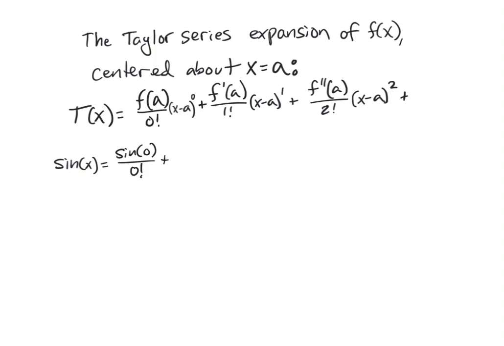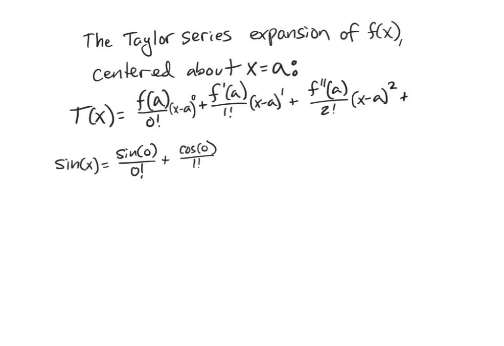Now we add the first derivative term, which is going to give us a cosine of x evaluated at 0, divided by 1 factorial, times x minus 0 to the first power, which is just x. Now it's important to note that this notation, first of all, the apostrophe means first derivative, 2 apostrophes means second derivative, and so on. And it's important to note that we take the derivative first, and then we evaluate it at a.